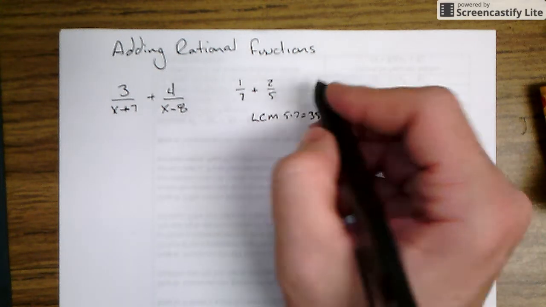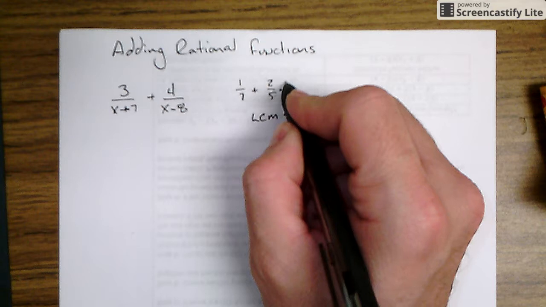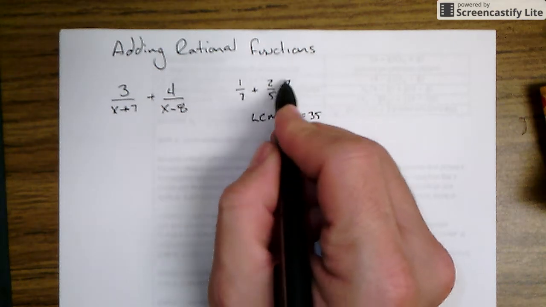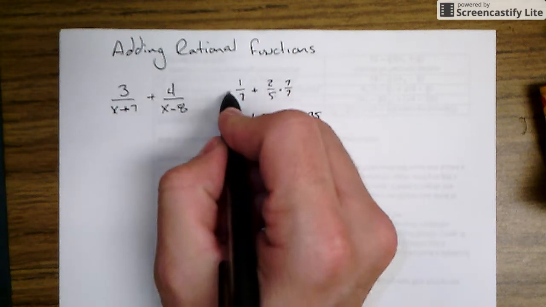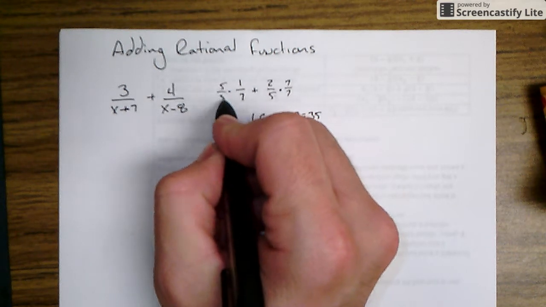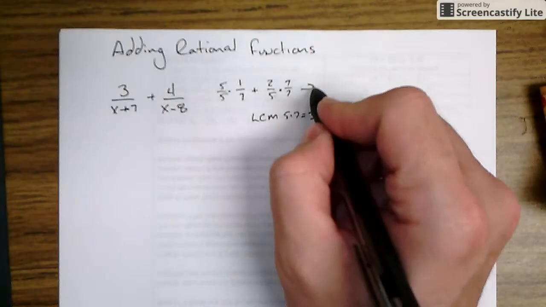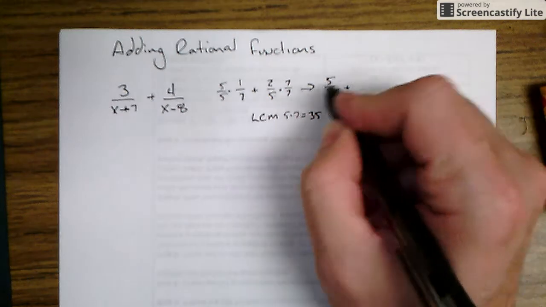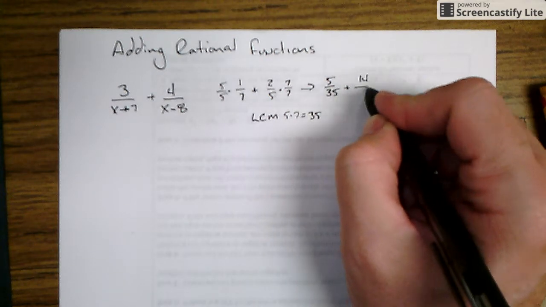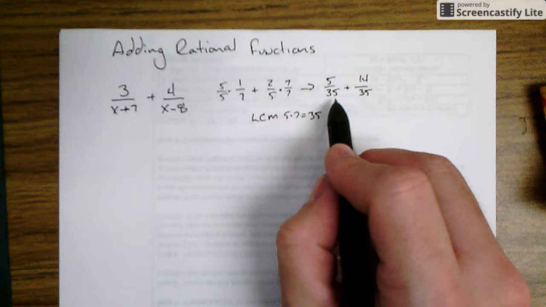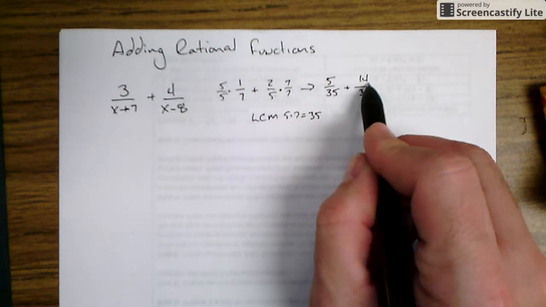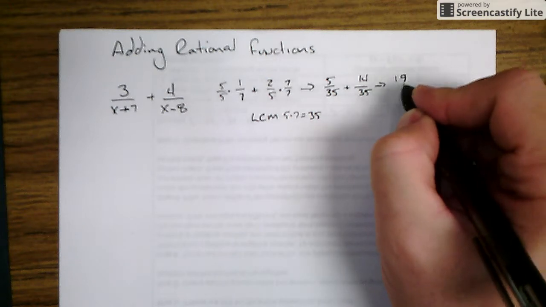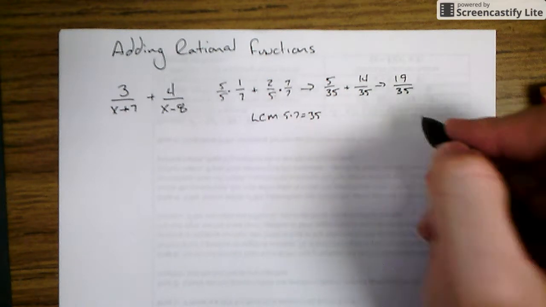So the way we're going to do this is I'm going to multiply this 2/5 by 7 over 7 because that's still just 1, so I haven't changed my value. And I'm going to multiply this 1/7 by 5 over 5. And this becomes 5 over 35 plus 14 over 35. Now that I have common denominators, I can simply add 5 and 14. So this becomes 19 over 35.